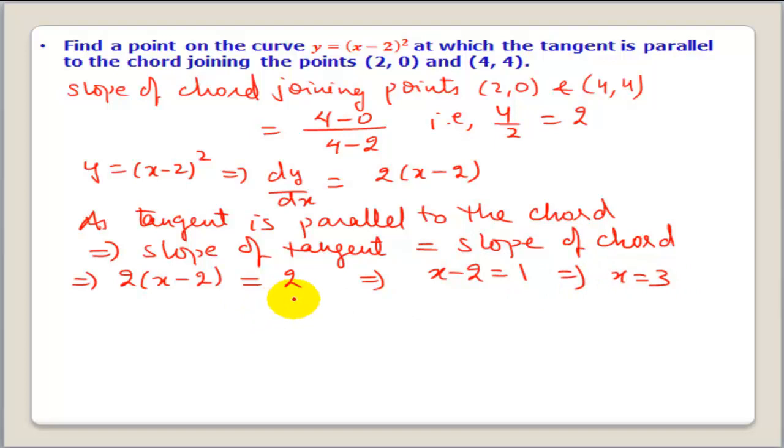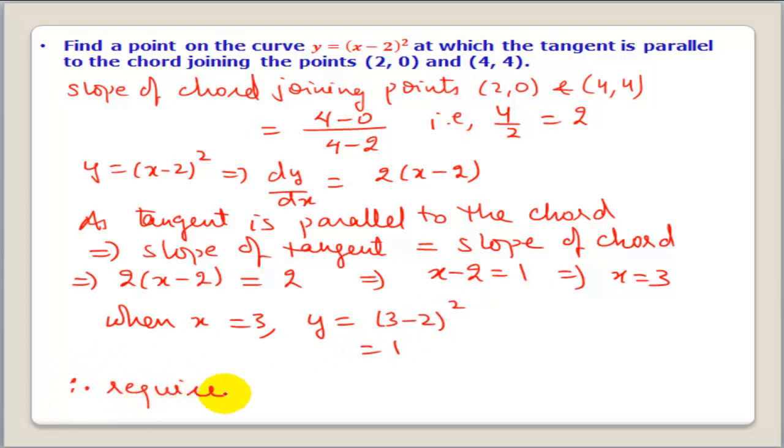Now when x is equal to 3, let us see what y will be. When x is 3, we can check the y coordinate by substituting it here. You can see y is equal to 3 minus 2 whole square, which comes out to be 1. So therefore the required point is, on the curve there is one point 3 comma 1, where when you make the tangent, it will be parallel to the chord joining these 2 points.